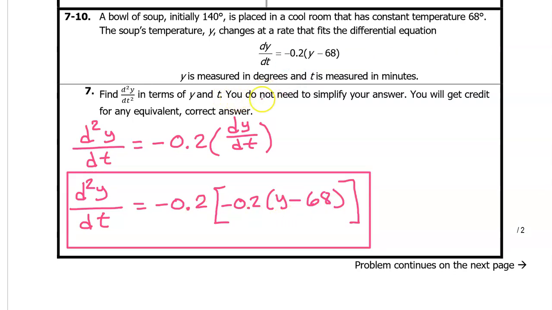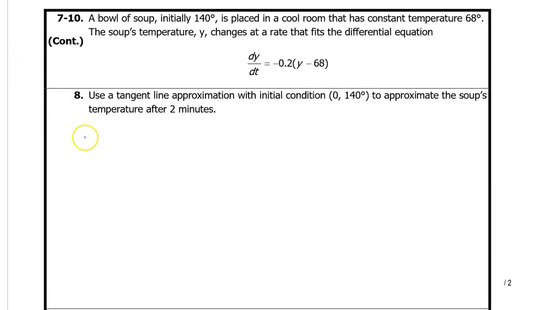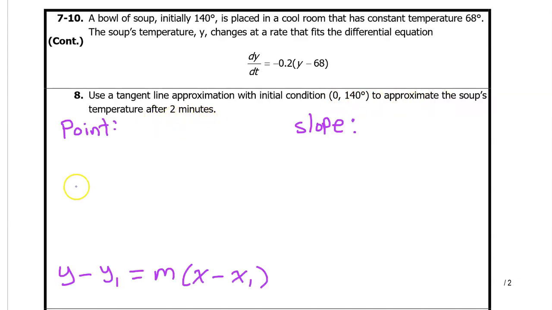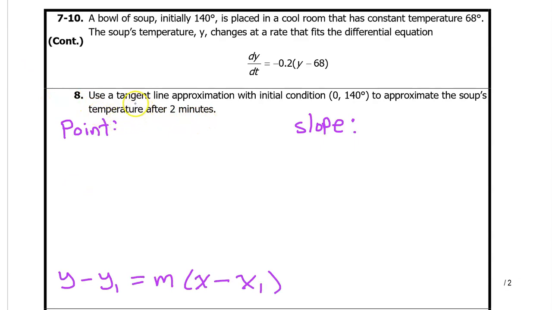The direction said we don't need to simplify, so that's it for number 7. Number 8. Use a tangent line approximation with initial condition 0, 140 degrees to approximate the soup's temperature after 2 minutes. Whenever they ask us to find the equation of a tangent line, we love to use point-slope form because all we need is a point and the slope.